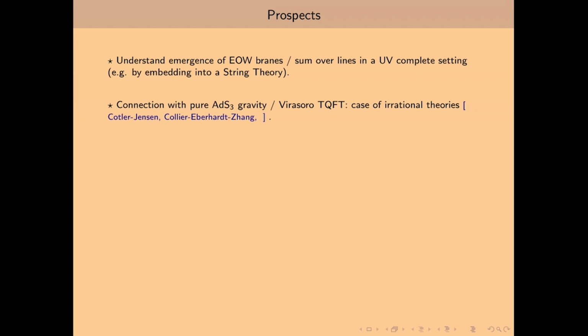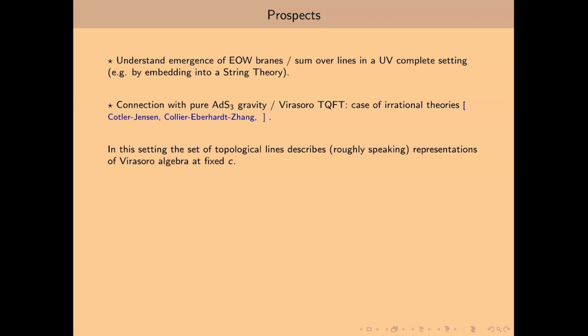So then the other comment is about this connection with pure AdS3 gravity and this Virasoro TQFT, which is what people are really interested about. So trying to understand what is the dual of pure gravity, if it makes sense. And this idea that 3D gravity is some kind of TQFT for a non-compact gauge group with some commas. And roughly speaking, at least this is kind of agreeable in some sense. Topological lines in the bulk describe representations of the Virasoro algebra with fixed central charge. So then there are some issues about the vacuum, for example, but for states above the BTZ threshold, I think this is kind of fine.